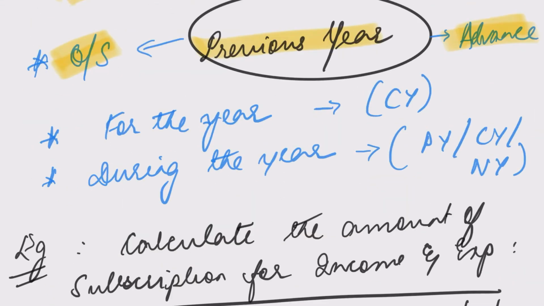In the adjustment part, okay, writing language matters a lot. So if it is written subscription for the year, that means that subscription amount is related to current year. And if we write subscription received during the year, throughout the year, it can be pertaining to previous year or current year or next year. Okay, so always read the line properly in your exam. If it is subscription received during the year, then there will be another treatment. If it is subscription received for the year, there will be different treatment.